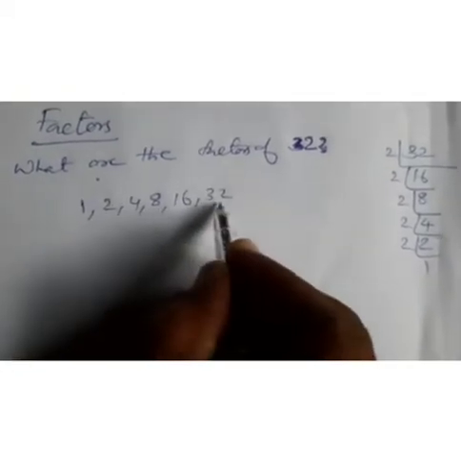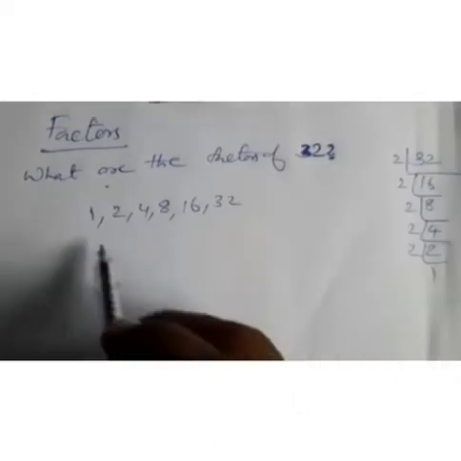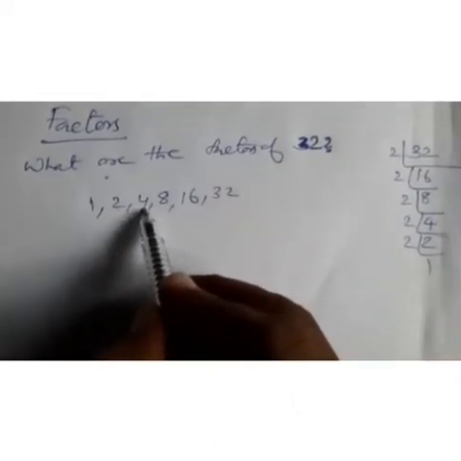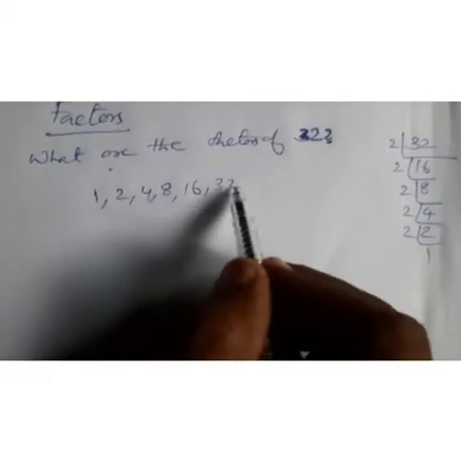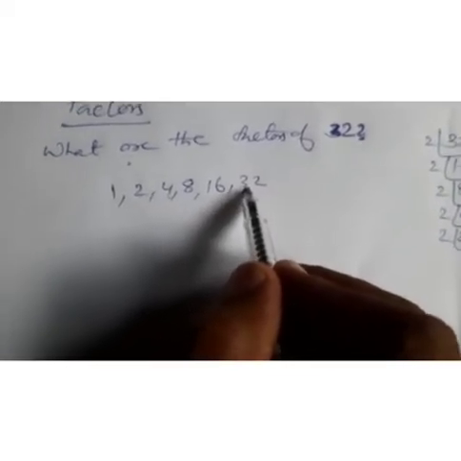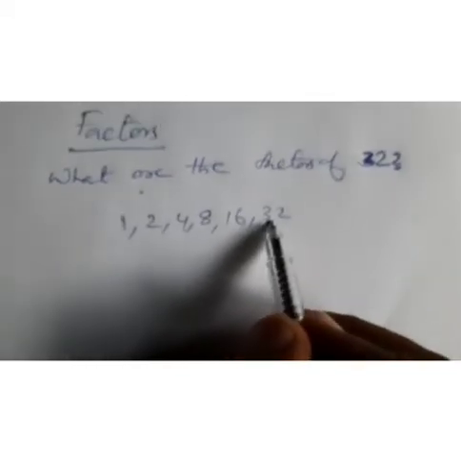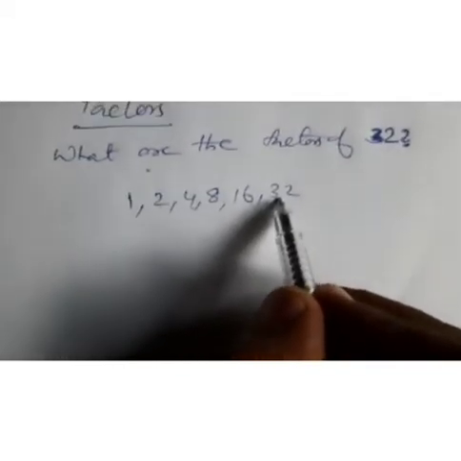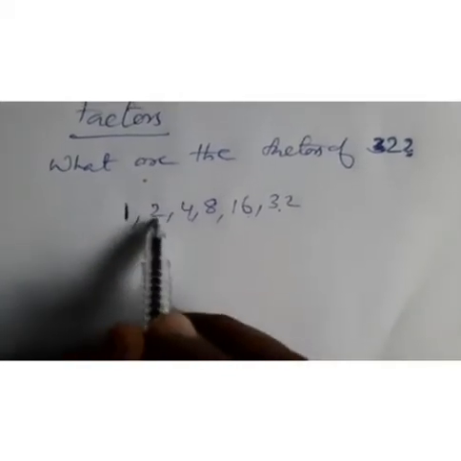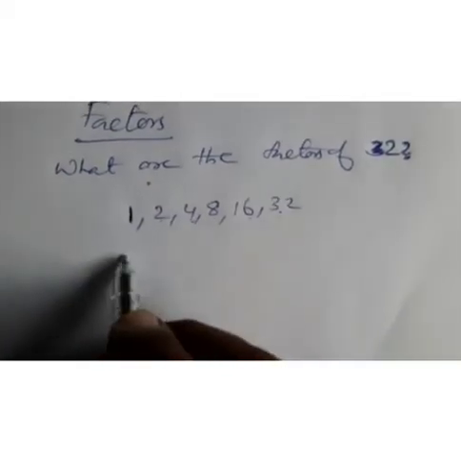These all numbers we can divide with the 32. 2 into 16, 32. 4 into 8, 32. 8 into 4, 32. 16 into 2, 32. 32 into 1. So these all are factors of 32. So we have to write this in the powers of 2. Except 1, all others we can write as powers of 2.